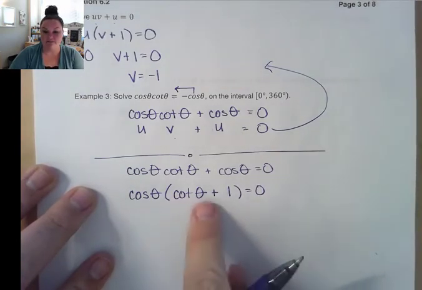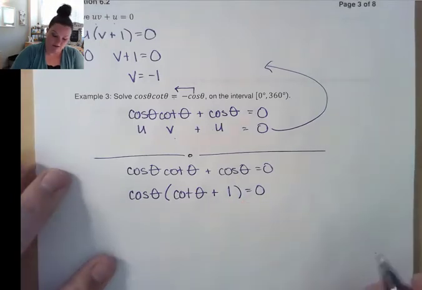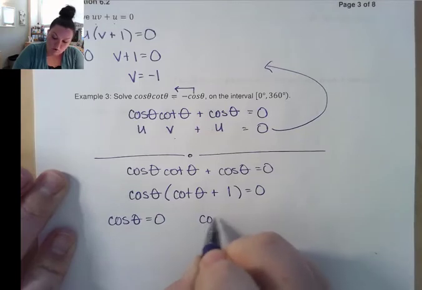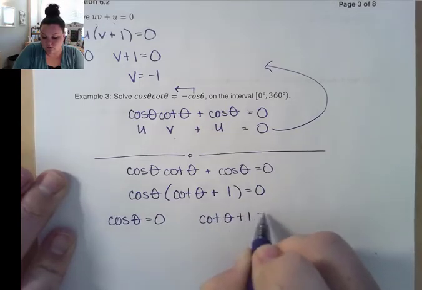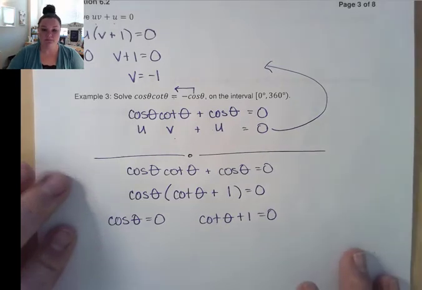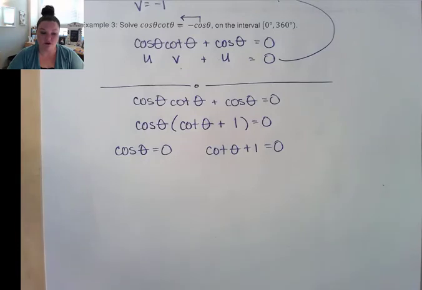Now that I have it completely factored, I can just set each factor equal to 0. So this means that cosine theta equals 0 or cotangent theta plus 1 equals 0, right? Okay, so now let's see if we can solve and figure out what these angles are.